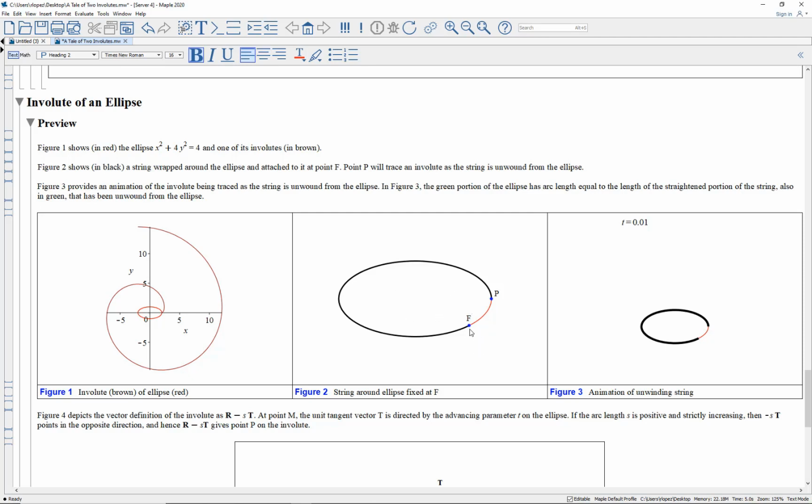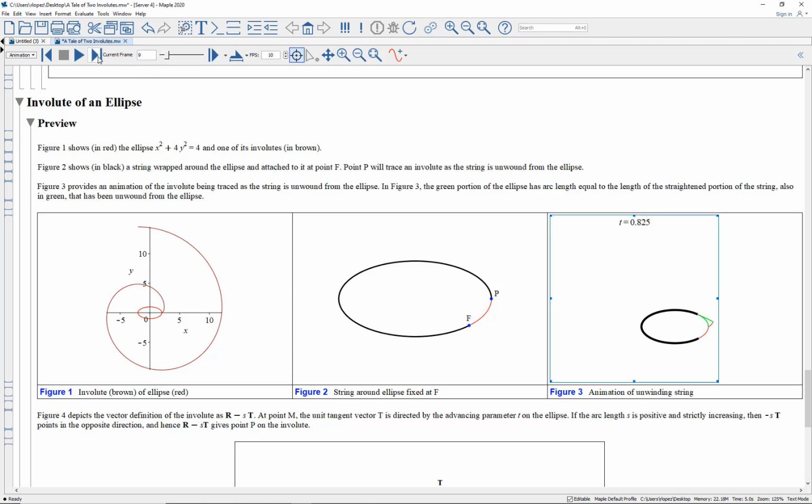Okay, ellipse. The black portion represents a string which has been fastened here at point F. Point P is where I will put a pencil so that as I unwind the string, the pencil will trace a trajectory. And here is an animation that shows that unwinding taking place.